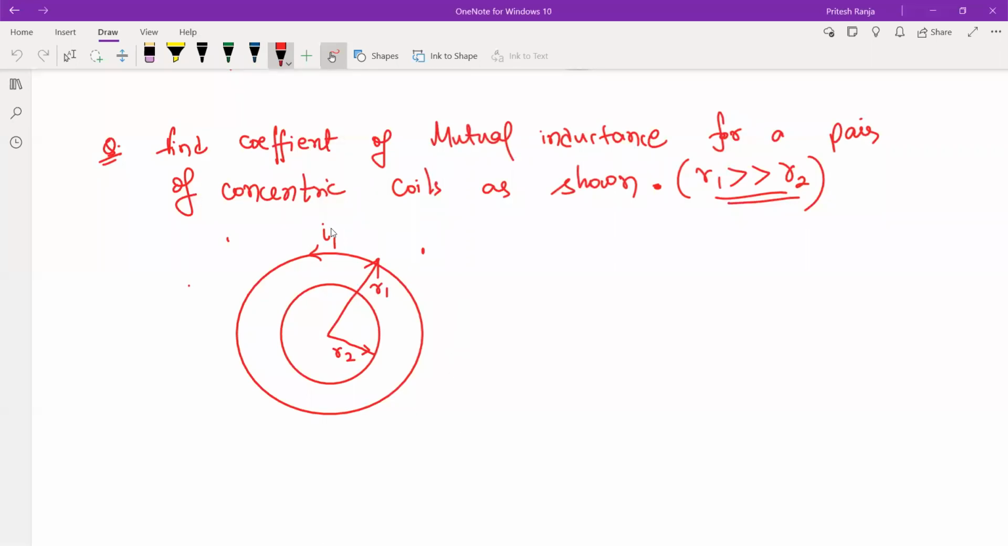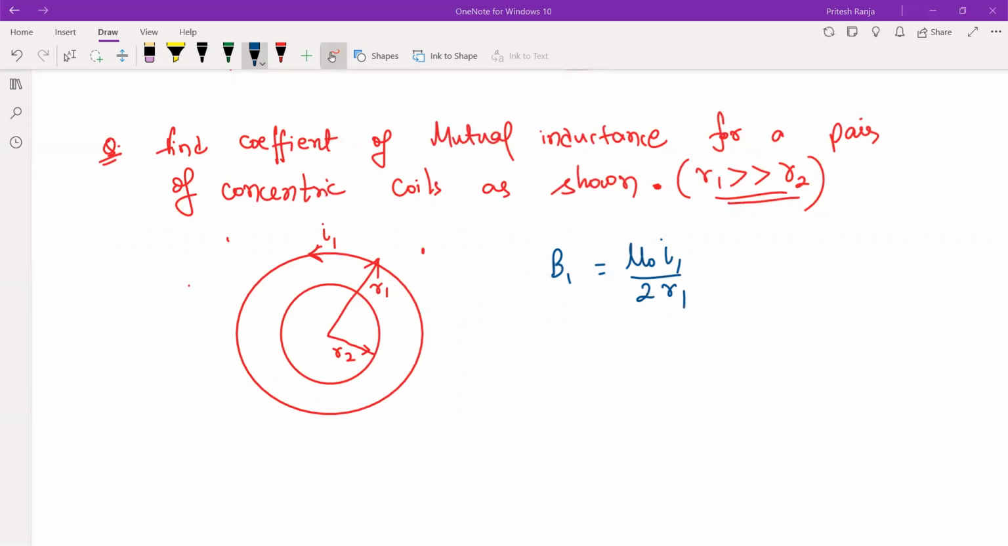Here it is to be noted that I have given I1, but I1 may not even be given. So you can consider either of the coils and the current flowing in that coil and obtain the mutual inductance for the other coil. Let us suppose I considered I1, and due to this I1 a magnetic field B1 will be there at the center. B1 will be mu naught I1 by 2R1. This is the magnetic field at the center.